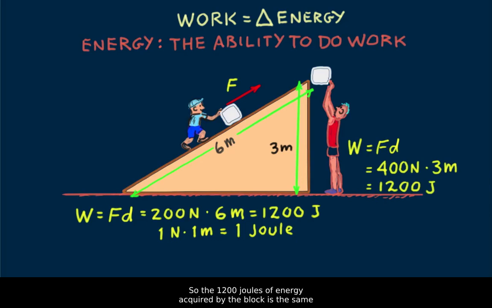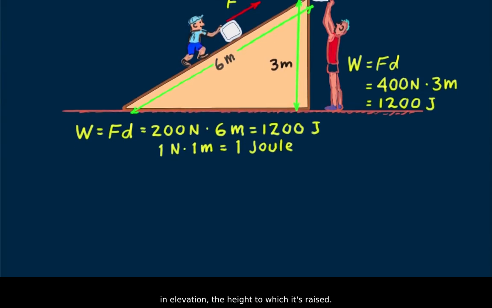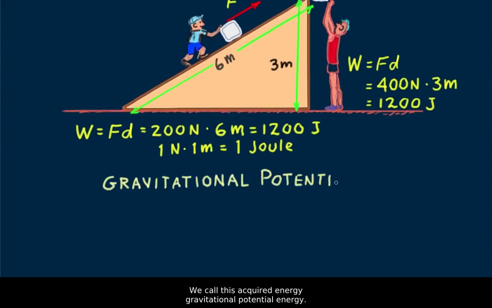So the 1,200 joules of energy acquired by the block is the same as the work done to slide it up the ramp, or the work done to simply lift it 3 meters vertically. The 1,200 joules of energy depends only on its change in elevation, the height to which it's raised. We call this acquired energy gravitational potential energy.